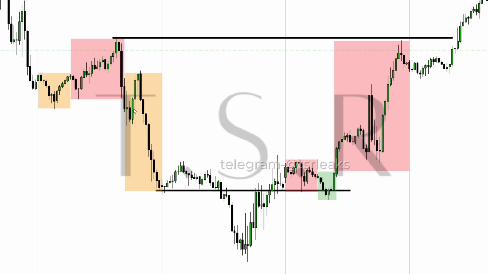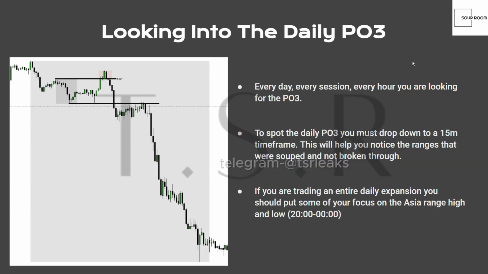All right, let's move on here. Looking into the daily power of three. Every day, every session, every single hour, you are looking for the power of three. That should be the basis of your trade. For example, when I am looking at my 9 a.m. CR model during every single live session, I am looking for consolidation, manipulation above or below the 8 a.m. high, and distribution towards the opposing end.